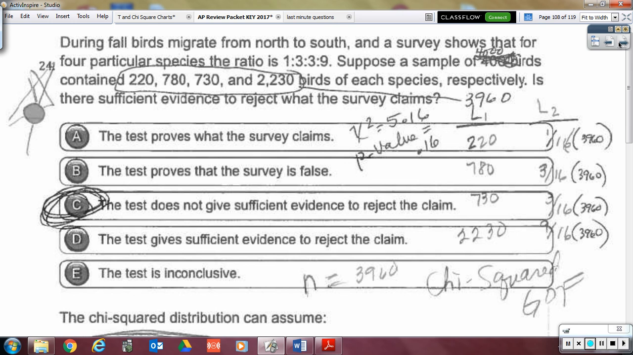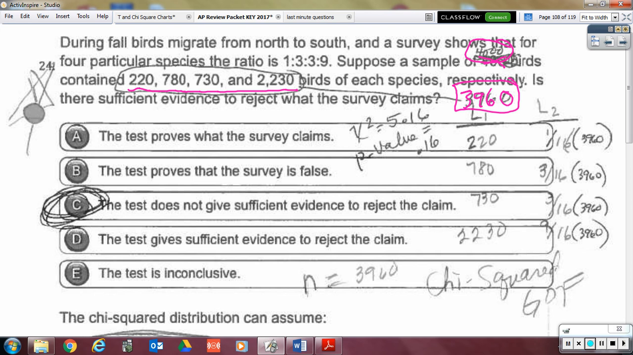Hang in there. All right, this last problem was just all messed up with the information they give you, because they said there were 400 birds. I think that was a typo. There's not even 400, there's not even 4,000. If you added these up, there were 3,960 in the sample that they used. So let's go with that. So I've got 3,960, okay?